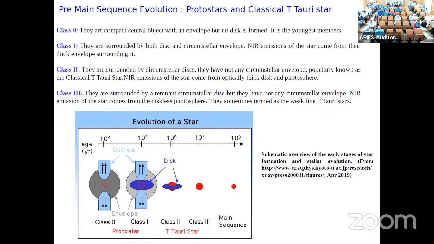And the last stage before the main sequence is the class 3 sources, which are known as the weak line T Tauri stars. Here the near infrared emission comes from the photosphere.